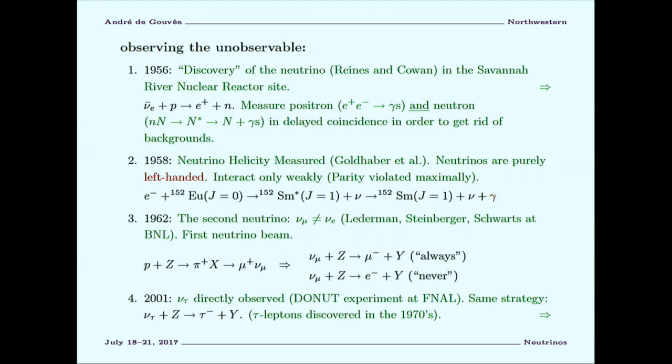Then a lot of progress happens after that. In 1958, we figured out that neutrinos are completely left-handed. The helicity of the neutrino was measured. So neutrinos are left-handed, antineutrinos are right-handed. This is a really nice experiment done by Goldhaber et al., where they figured out that even though you can't see the neutrino, you can still infer from angular momentum conservation of a complicated nuclear physics process what the helicity of the neutrino is. And of course, it's a maximally parity-violating interaction.